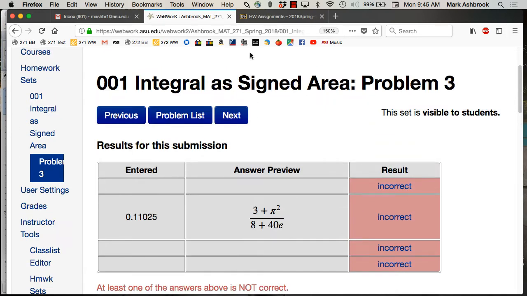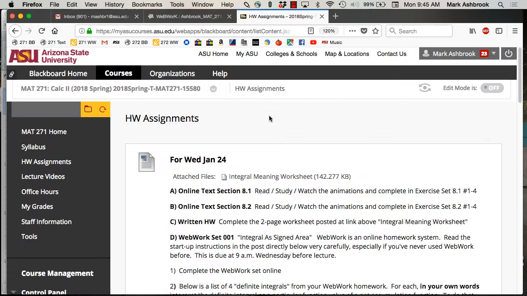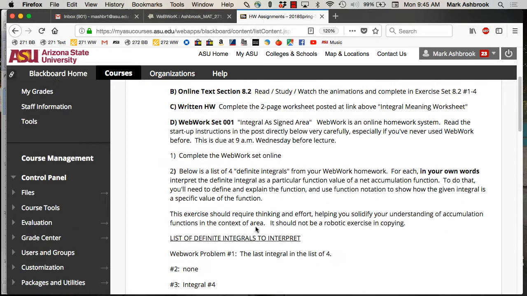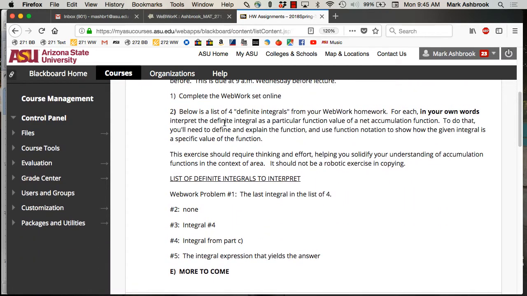Okay, and so for this particular assignment, I have an extra little written exercise. There's a lot of explanation here, but it's not that much work. There's this additional little writing exercise you're going to do about that web work exercise. So from your web work homework, for each of these down here, number 1, 3, 4, and 5, in your own words, interpret the definite integral.